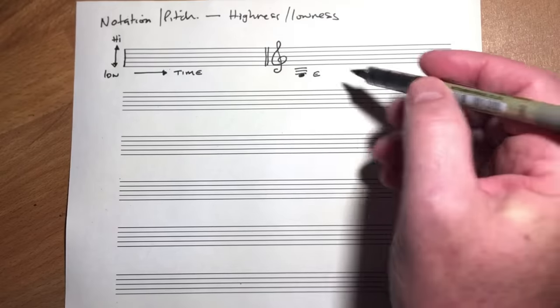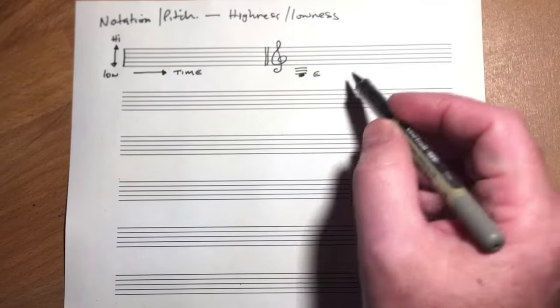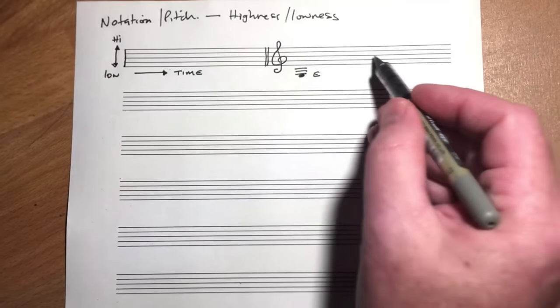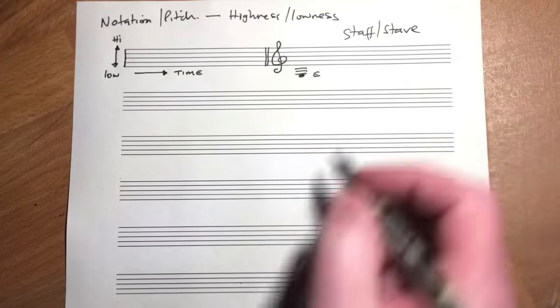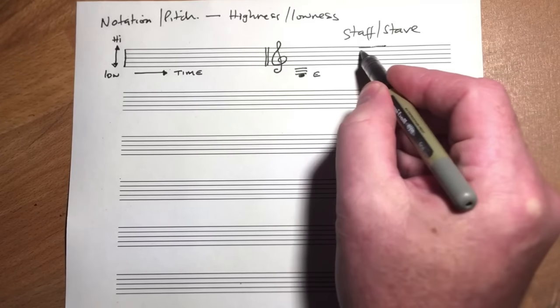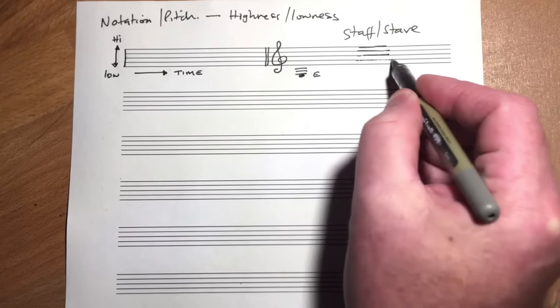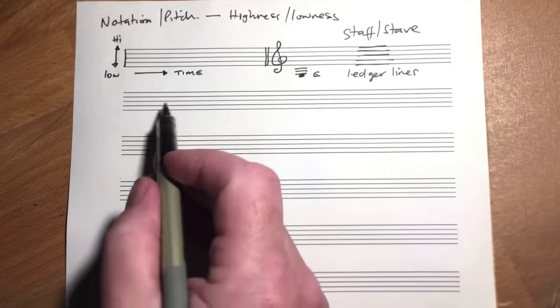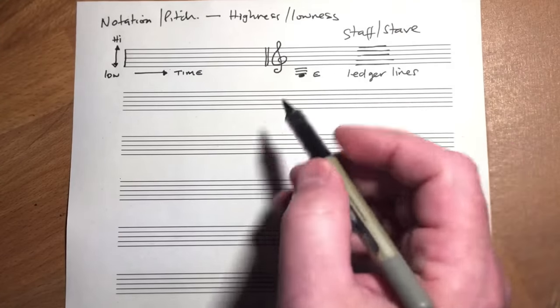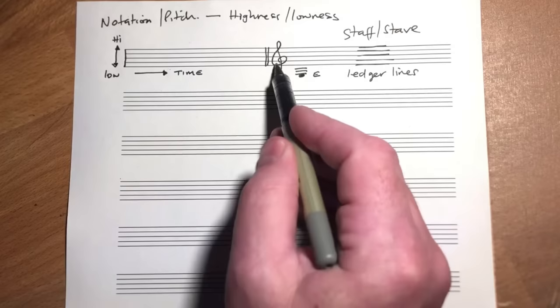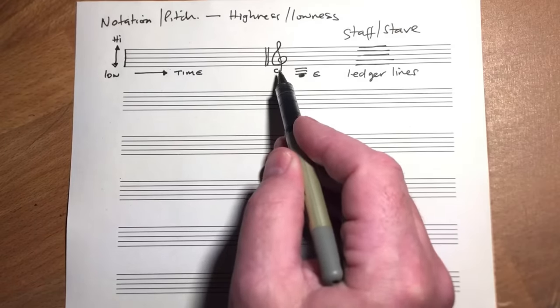So let's get some of the anatomy of this system down. This here with the five lines, this is called the staff, also known as a stave. And these lines, if I just go over them again, these are called the ledger lines. So you can see we have the staff, which is composed of ledger lines, and what dictates the pitch is going to be the type of clef that we have on here.